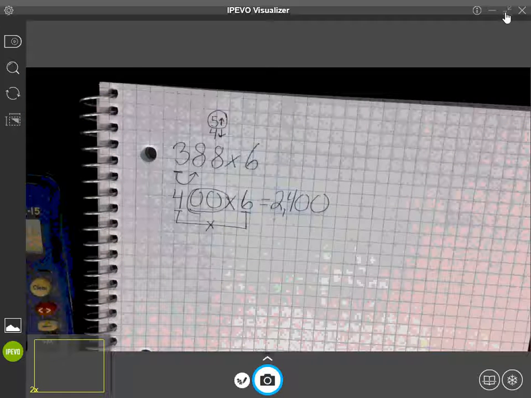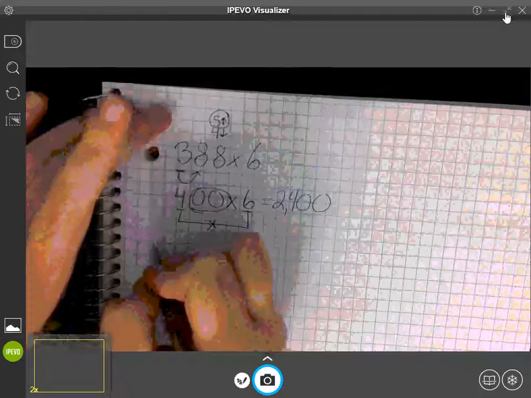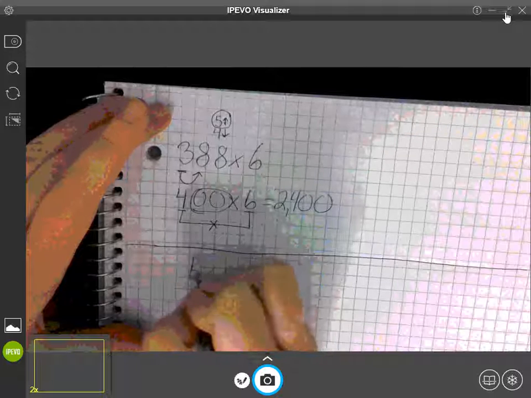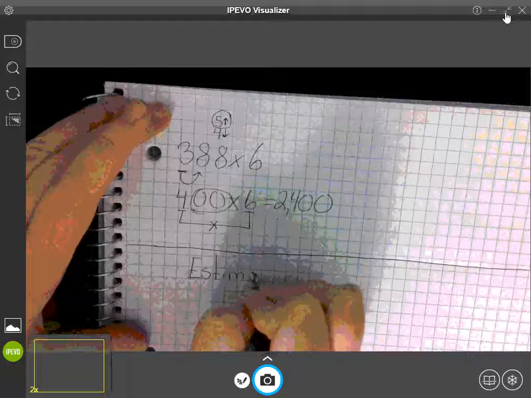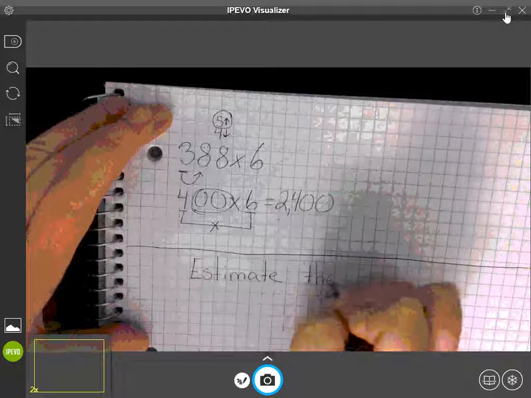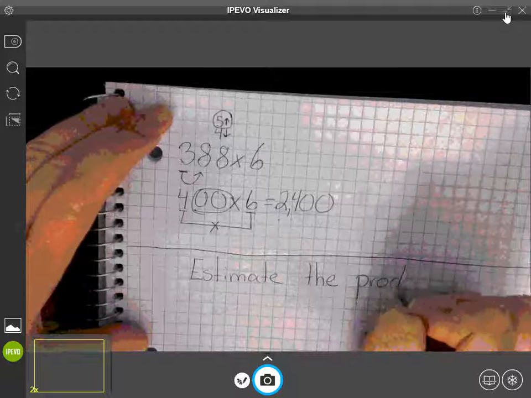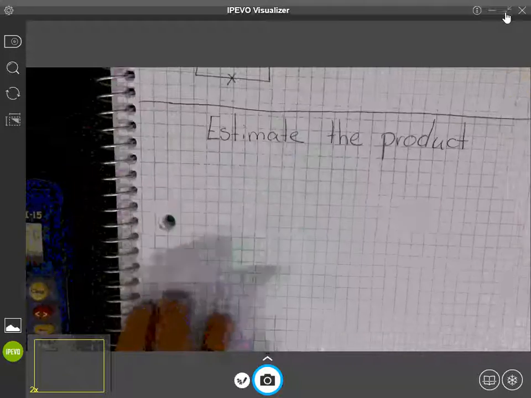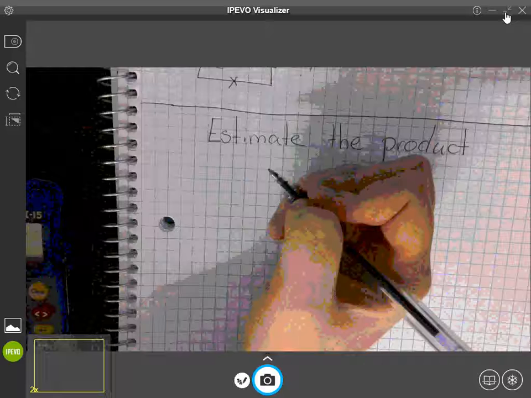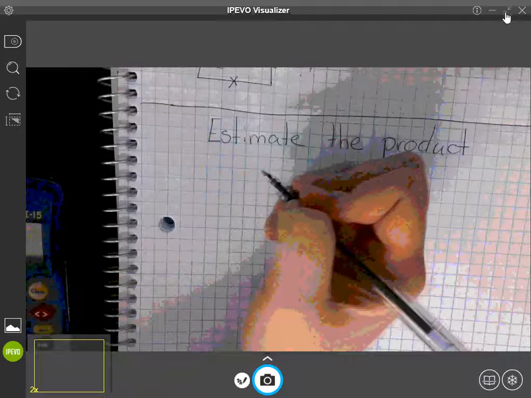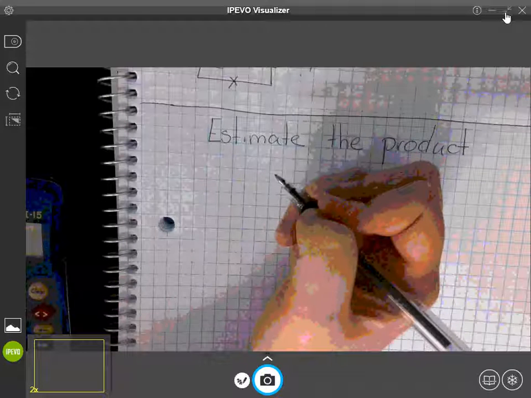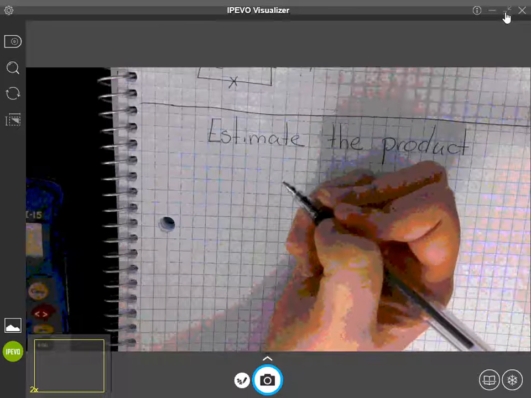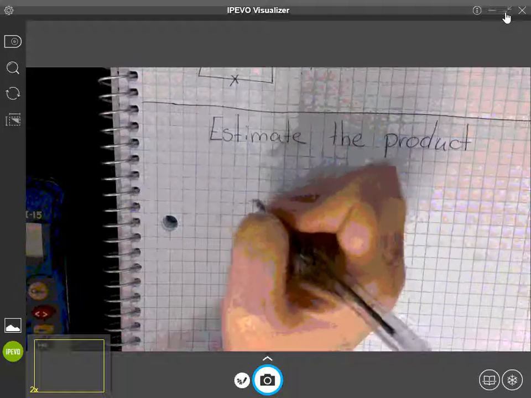Now, I want you to do these on your own, and all you're doing is estimating. Estimate the product. And remember, a product is the answer to a multiplication equation. So estimate the product. And be careful, I'm going to throw in some 2 by 1s and some 3 by 1s. I might even do a 4 by 1. Let's see how mean I feel.